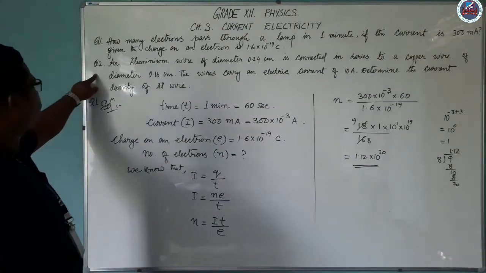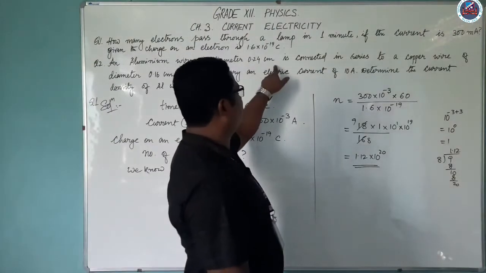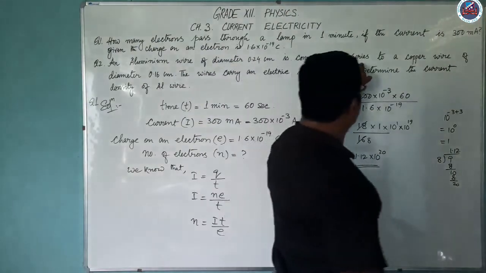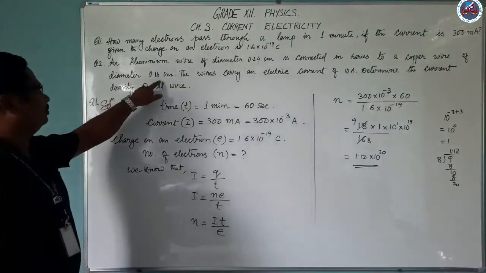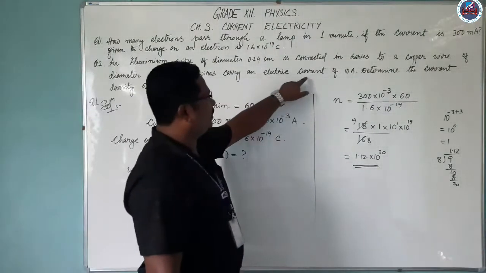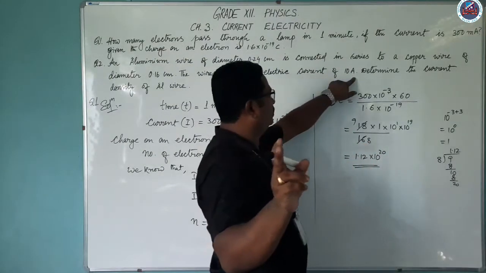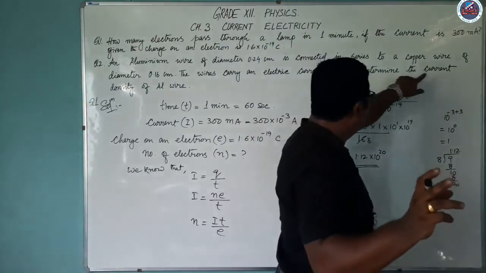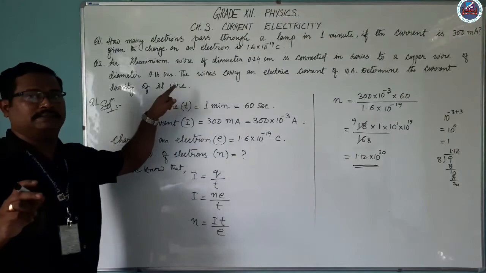An aluminium wire of diameter 0.24 centimeter is connected in series to a copper wire of diameter 0.16 centimeter. The wires carry an electric current of 10 ampere. Both the wires are carrying the same amount of current, mind it. Then determine the current density of aluminum wire.